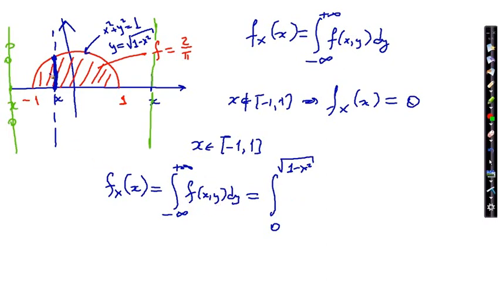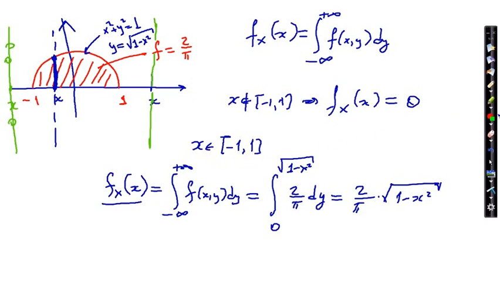Here our f is k or 2 over pi dy. So this will go out, I'm integrating 1, and the integral of 1 over some interval is giving the length of that interval. So 2 over pi times the square root of 1 minus x squared. So this will be the value of fX if x is between minus 1 and 1.